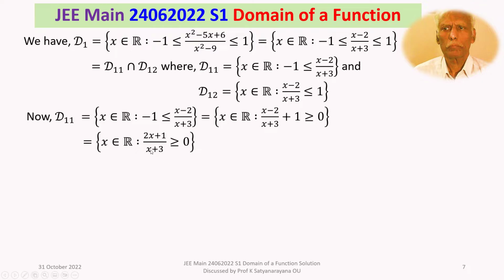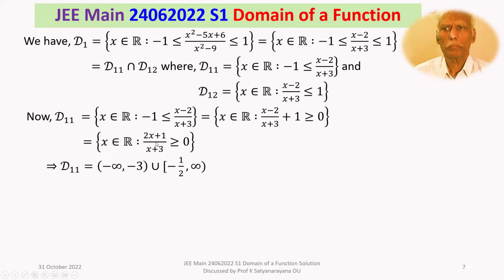We have studied the inequalities and the corresponding domains in our earlier classes. (2x + 1)/(x + 3) ≥ 0 gives the open interval from minus infinity to minus 3, and minus 3 is not included. Why? Because it is sitting in the denominator.